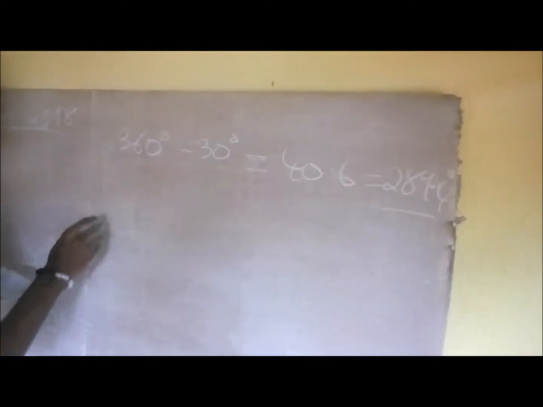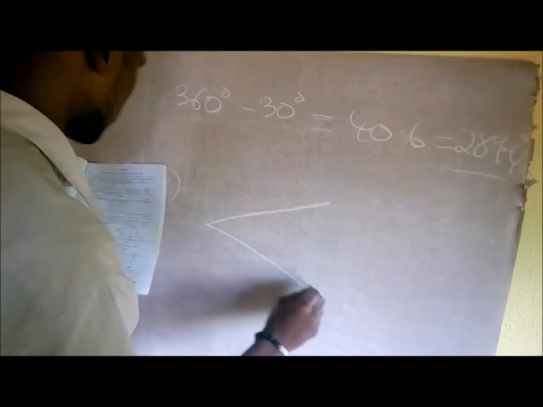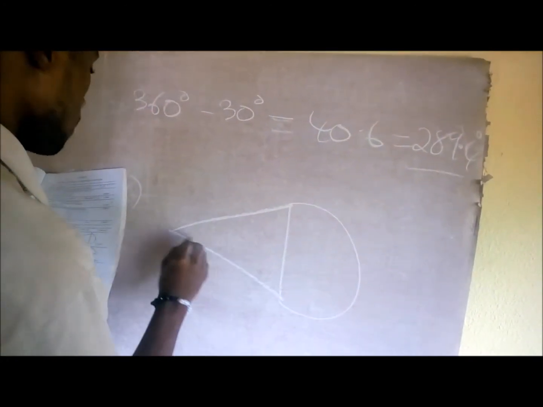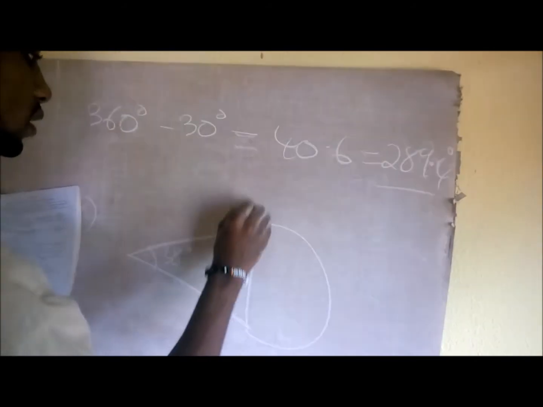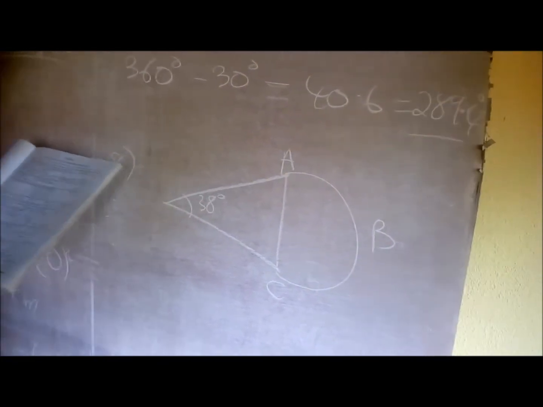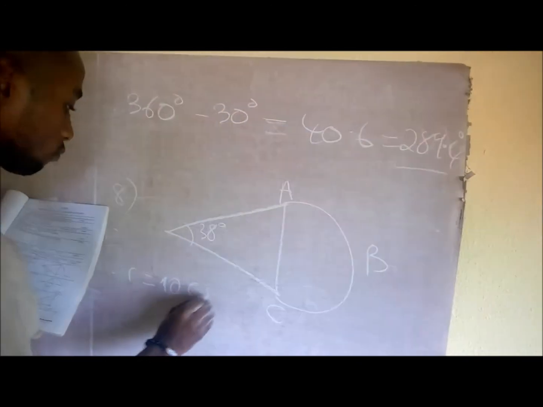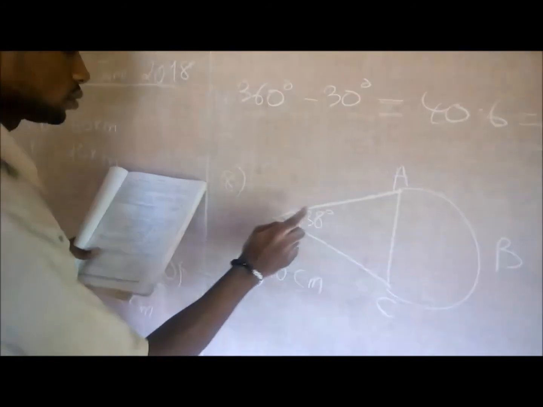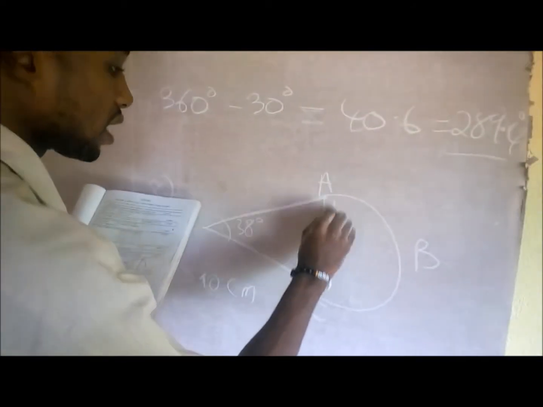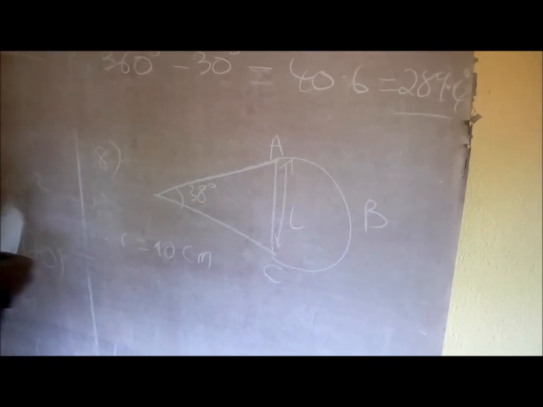Then we are going to question 8. Question 8 says figure 1 shows a sector. This is figure 1, let me just sketch it first. Here is 38, here is A, here is C, here is B. Figure 1 shows a sector of a circle, center O, and the radius R is equal to 10 centimeters, angle 38 degrees. Calculate the length of the straight line AC, the length L, giving your answer to one decimal place.